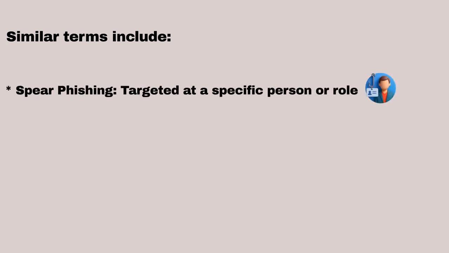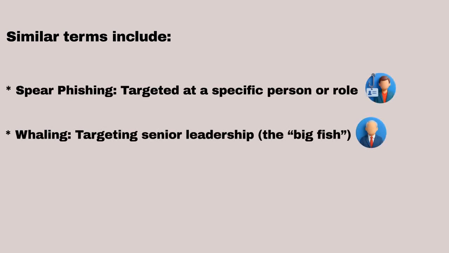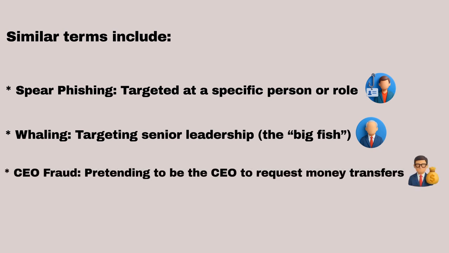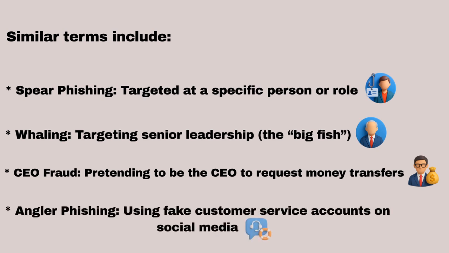Similar terms include spear phishing. This is where they target a specific person or role. Then you have whaling. This is where they target a senior leader, the big fish. And then you have CEO fraud. This is where the attacker pretends to be the CEO and requests a money transfer. And then there's a term called angler phishing. This is where they use fake customer service accounts on social media.